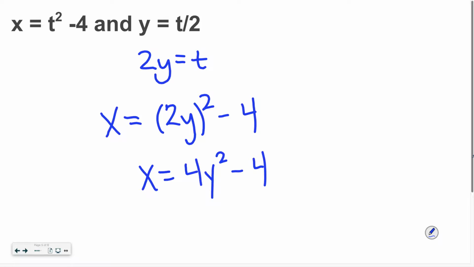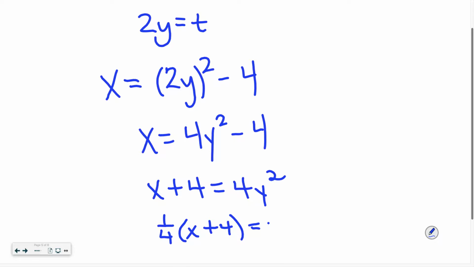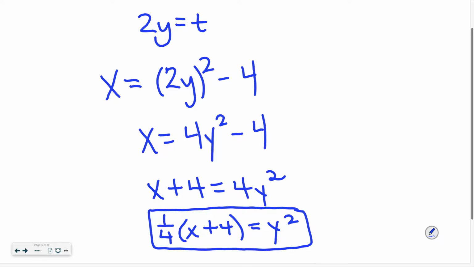Okay, so if we wanted this to be in the standard form of our parabolas, we would have x plus 4 equals 4y squared, but we always want the coefficient with the linear term. So we would have 1/4 the quantity x plus 4 equals y squared. That would be the equation of our parabola. We know how to graph that.